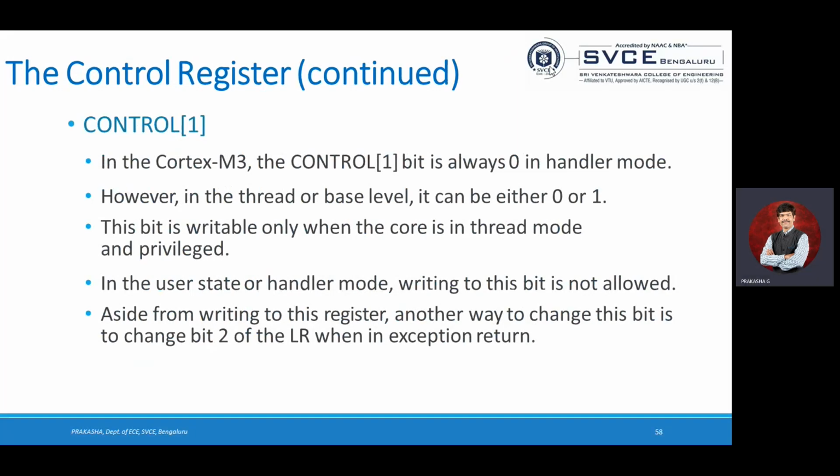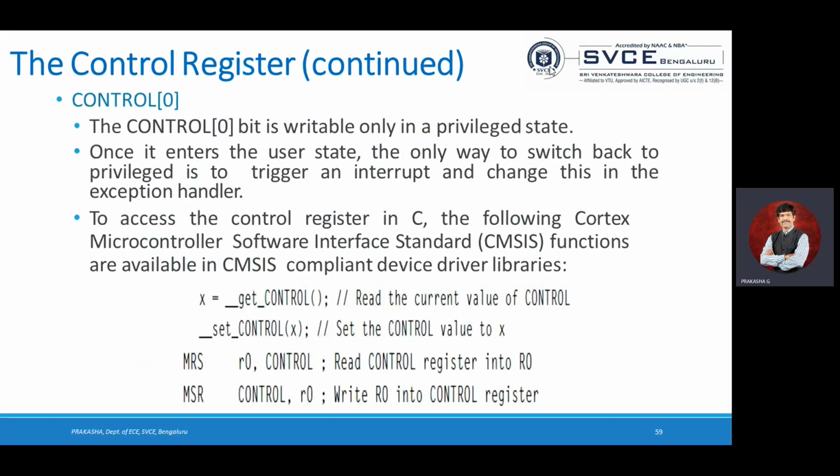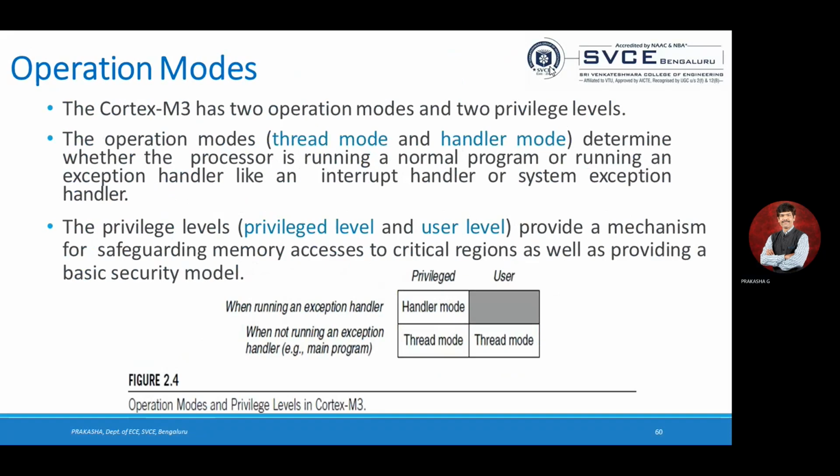Aside from writing to this register, another way to change this bit is to change bit 2 of the LR, the link register, when the exception returns. So get control and set control are the same as get primary mask and set primary mask. Similarly, we have get control and set control. We can read and write, both can be done.